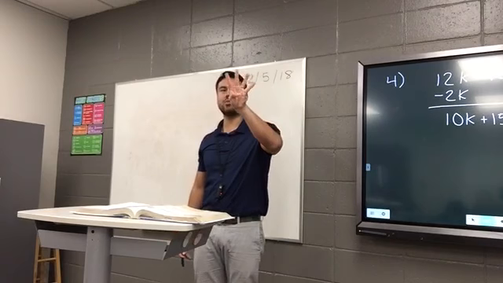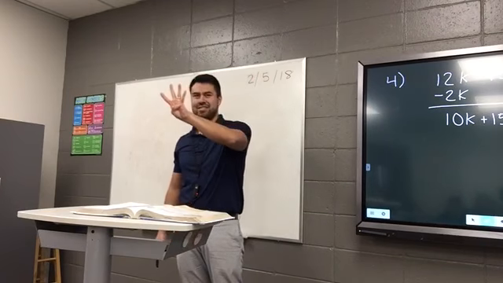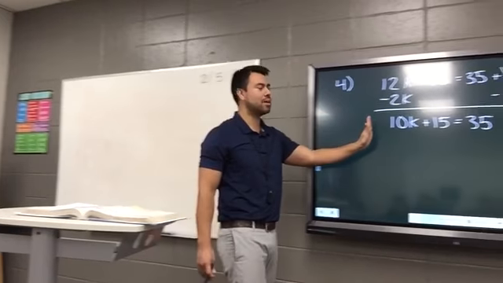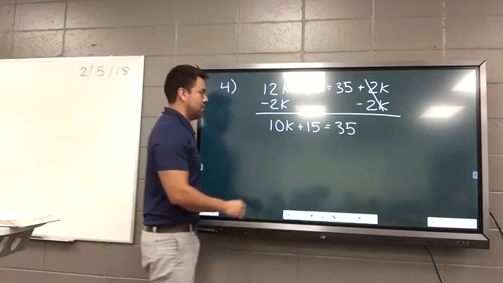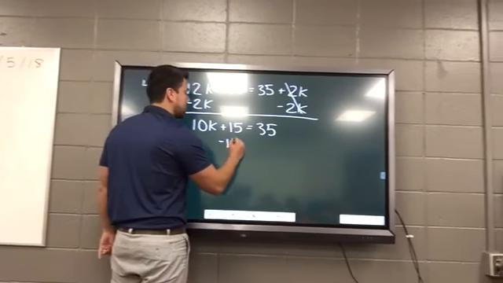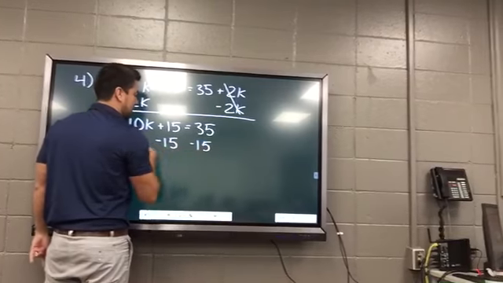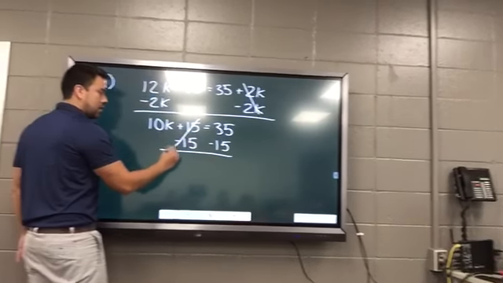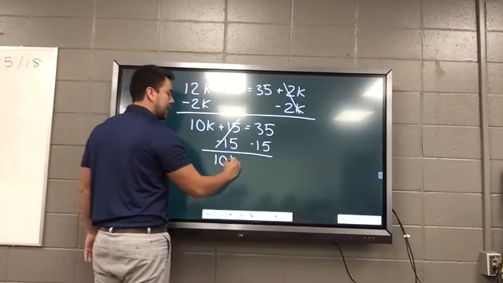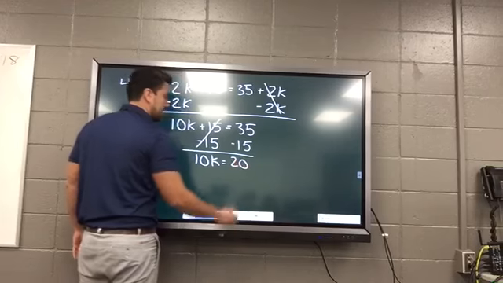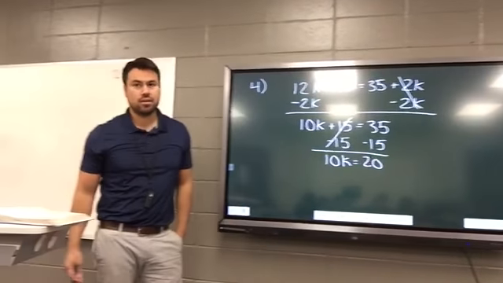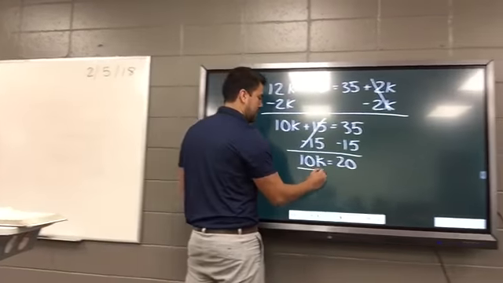4th step is to solve. And I hope you guys know how to do this. So what's your first step? You subtract 15. Good. Subtract 15 from both sides. These will cancel out. I'm left with 10k equals 20. Last step here. Yes, ma'am, Callie? Divide 10 on each side.